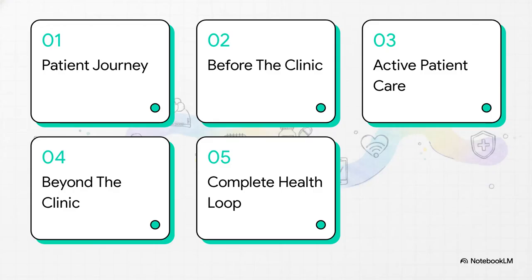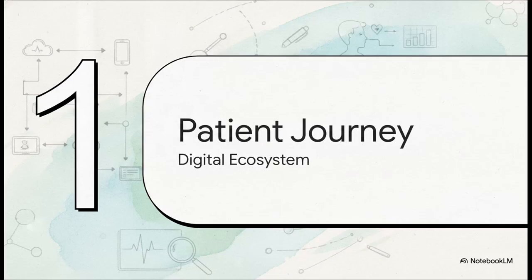Now, an 11-step list sounds super overwhelming, right? Don't worry. To keep things simple, we're going to logically break this explainer down into 3 distinct acts. Phase 1 is before the clinic, Phase 2 is active patient care, and Phase 3 is beyond the clinic. Finally, we'll wrap it all up by looking at the complete healthcare loop. All right, let's jump right into Section 1, the digital patient journey.